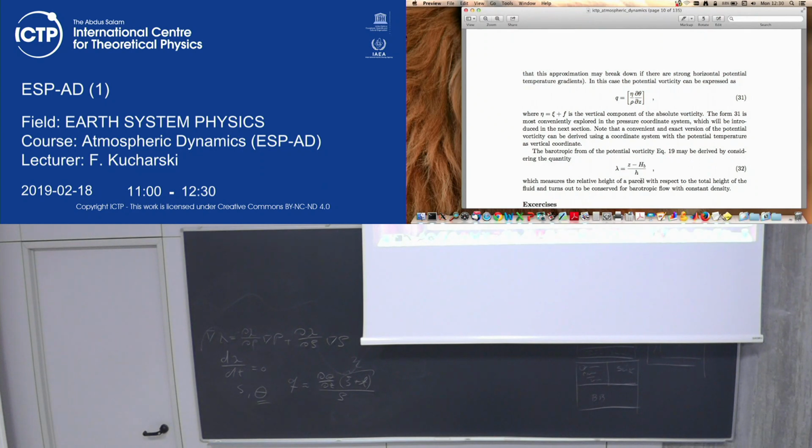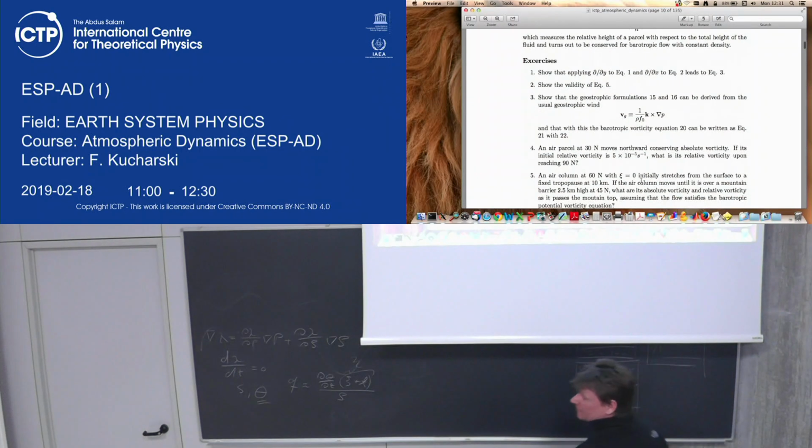This relative height of our parcel with respect to the total height of the system is a conserved quantity, and if you insert that in the general conservation law, it turns out that yes, this gets back our barotropic vorticity conservation. So things are consistent. There's a way to go from the general conservation law back to the special conservation law.